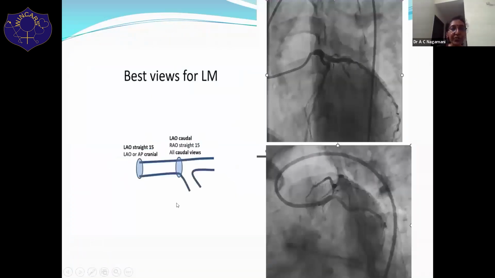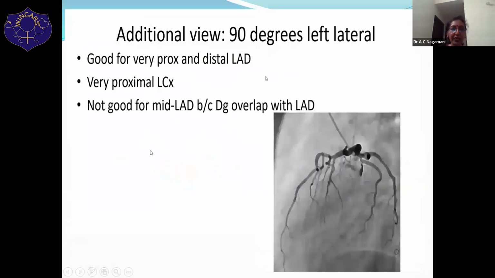So what are the best views for the left main? The best will be the elevocaudal view, but especially for stenting, we prefer elevocranial, especially when we are stenting ostial. Ostial left main can be clearly seen in the elevocranial view or elevostraight view.